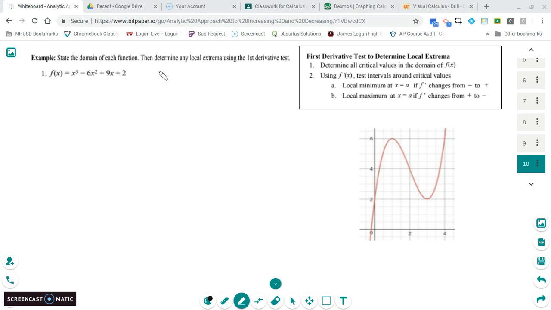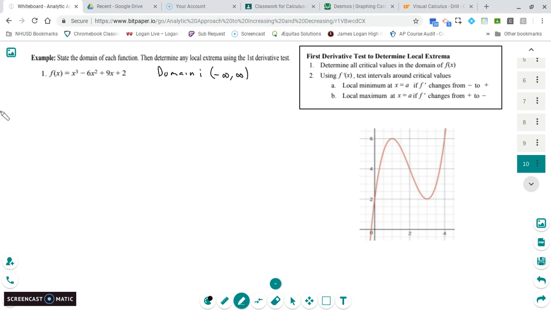So we're going to state the domain first. The domain is all real numbers. It's always good to think about this, especially when you're trying to find points on a curve. You want to know what you should be excluding. And you can see in the picture here that it's defined for all real numbers. And our goal is to find any local extrema using the first derivative test.